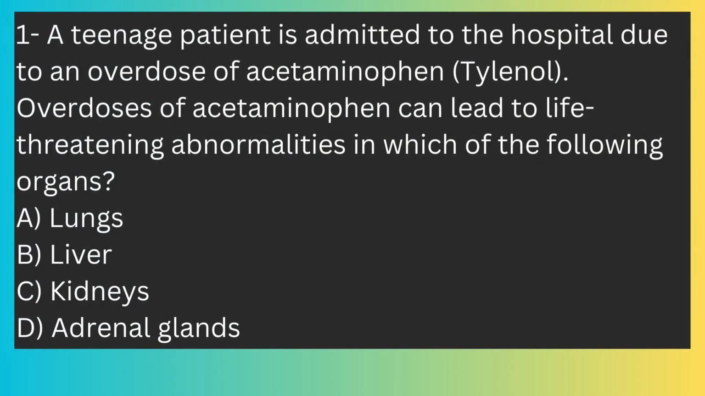Question number 1. A teenage patient is admitted to the hospital due to an overdose of acetaminophen, Tylenol. Overdoses of acetaminophen can lead to life-threatening abnormalities in which of the following organs? A. Lungs, B. Liver, C. Kidneys, D. Adrenal glands. The answer is B.